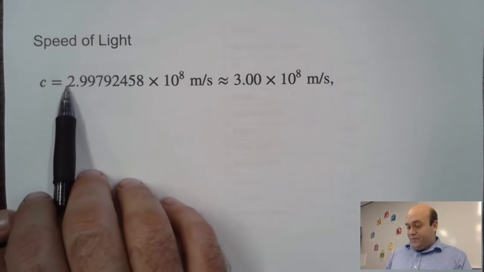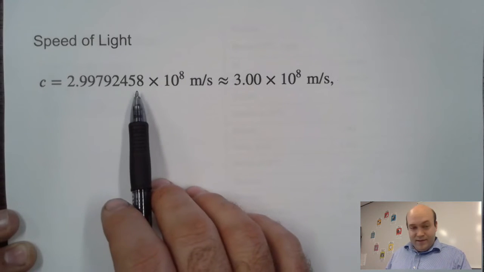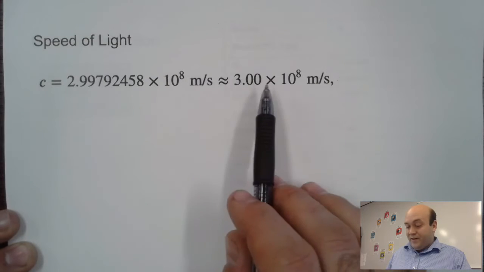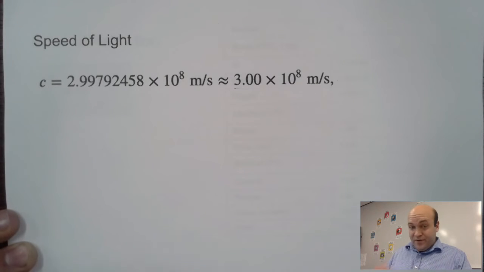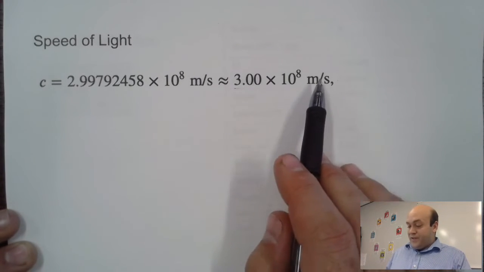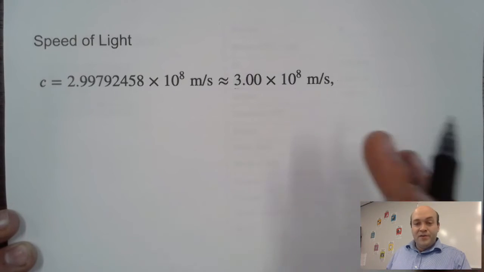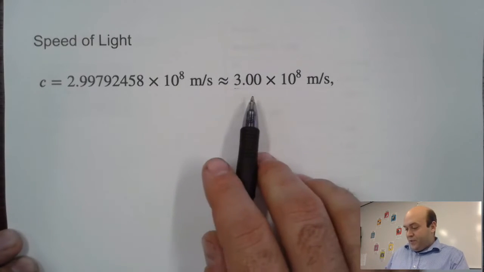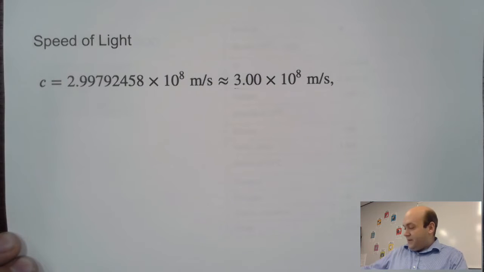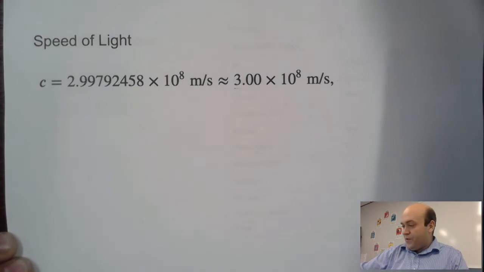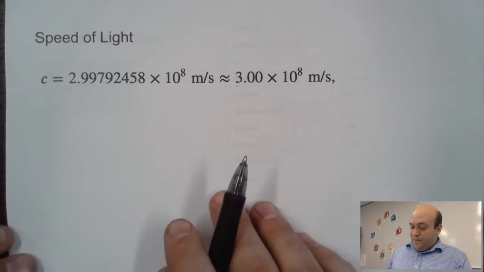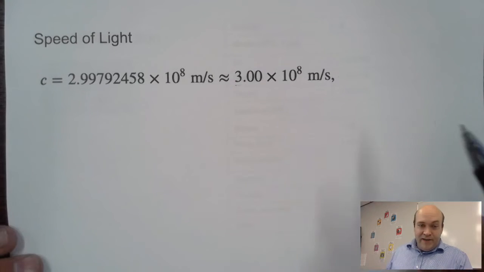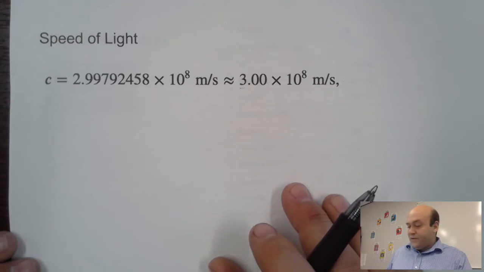So this is the exact, or more exact, measurement for the speed of light. A lot of times we're just going to use 3.00 times 10 to the 8th meters per second, because that's accurate enough for almost everything we're going to do. So 3.00 times 10 to the 8th meters per second is what we're going to use for the speed of light.